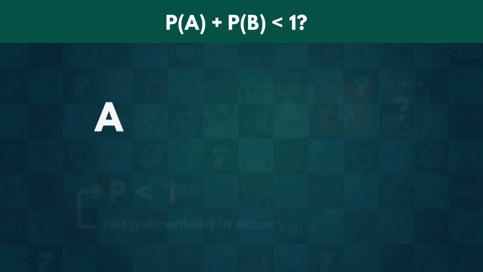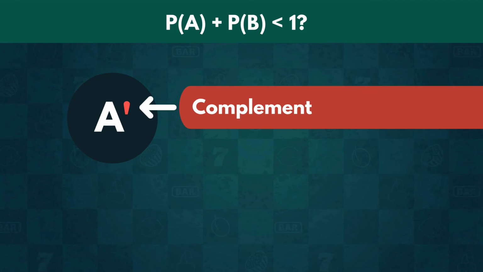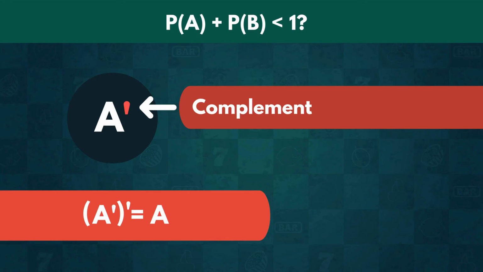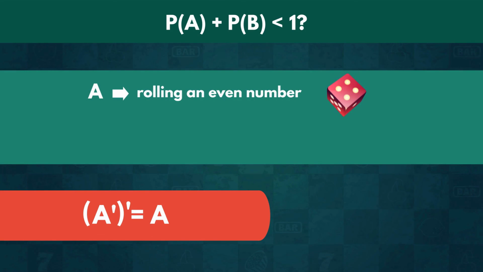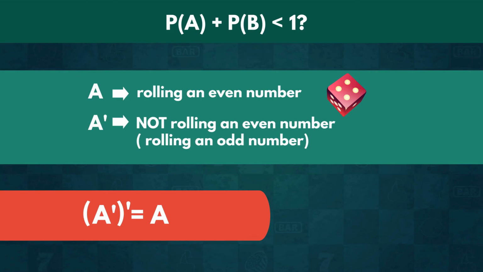Great. Before we move on, we want to tell you that all events have complements, and we denote them by adding an apostrophe. For example, the complement of the event A is denoted as A apostrophe. It is also worth noting that the complement of a complement is the event itself. So A apostrophe apostrophe would equal A. Now imagine if you were rolling a standard 6-sided die and want to roll an even number. The opposite of that would be not rolling an even number, which is the same as wanting to roll an odd number.